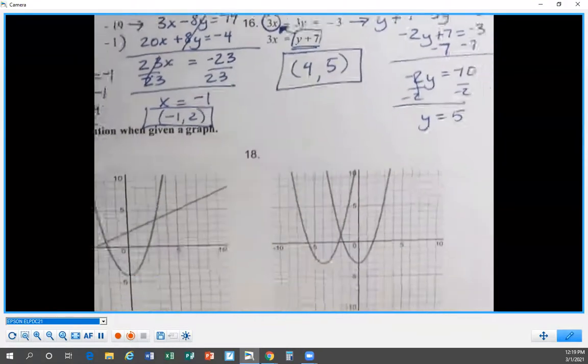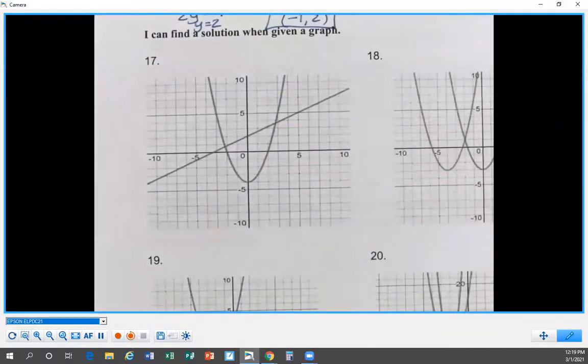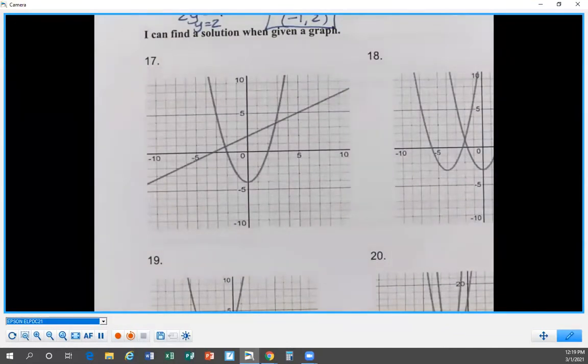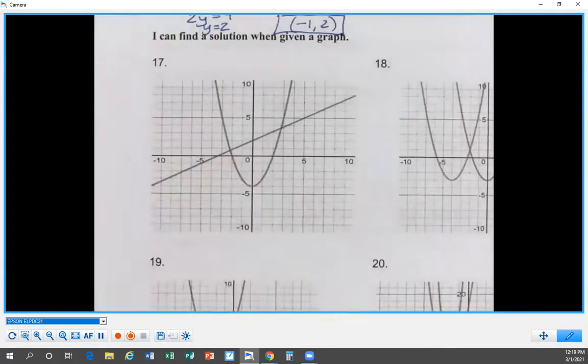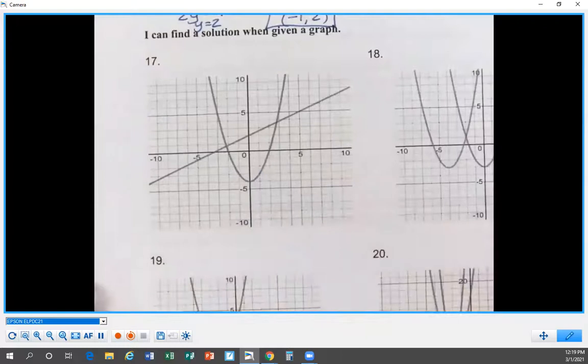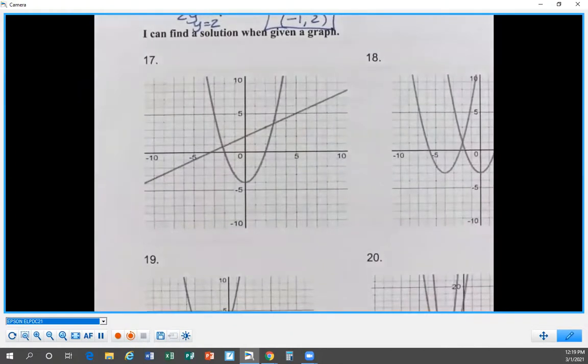Okay, next standard, I can find a solution given a graph, either exact or approximation. So remember, if you have two functions, your solution has to go through both of those in order to be correct. All of these only have two, so it's pretty straightforward. But what I'm saying is if you had a third function, it would have to be an intersection of all three of the functions. So let's take a look at 17.